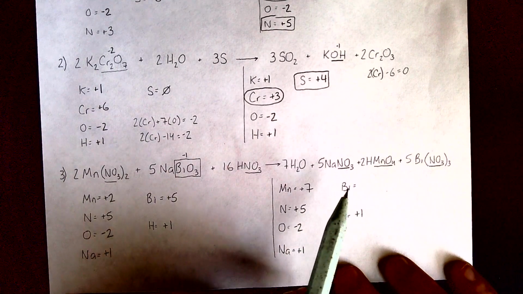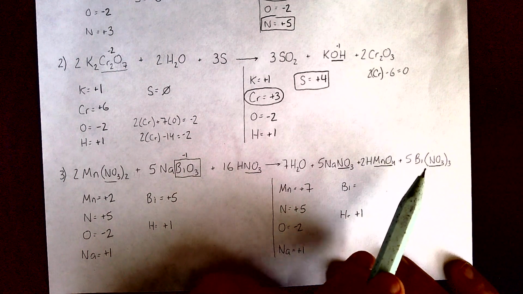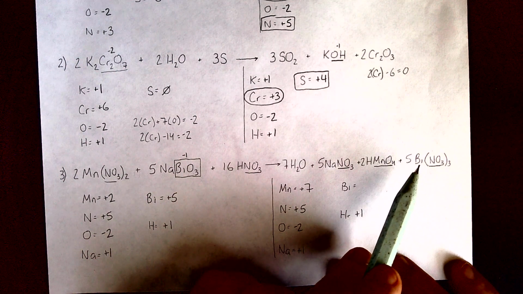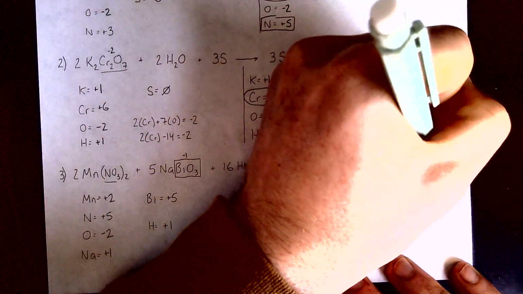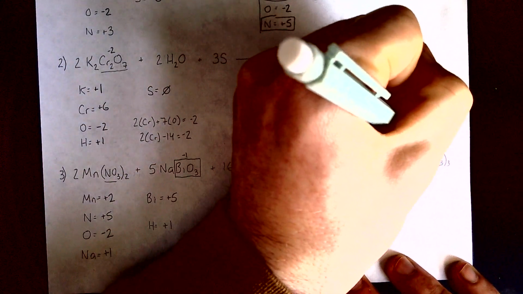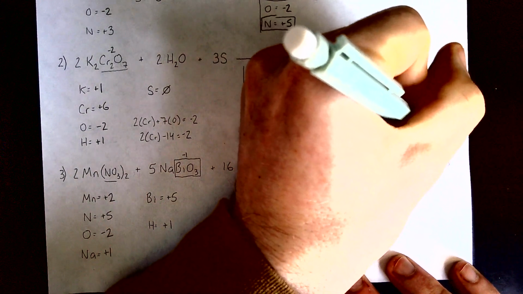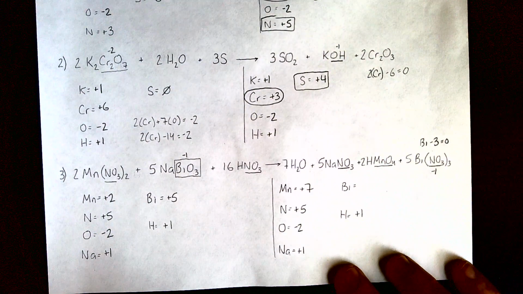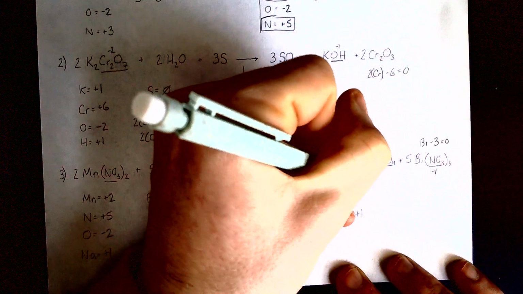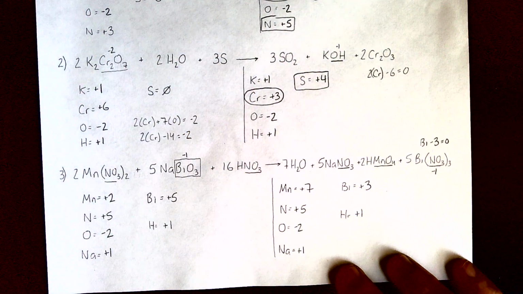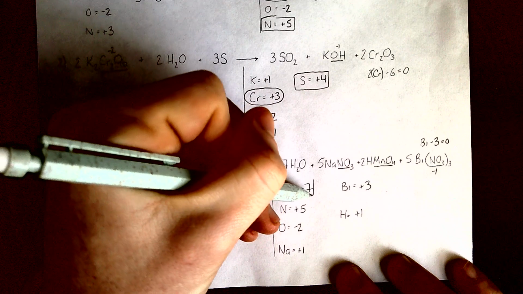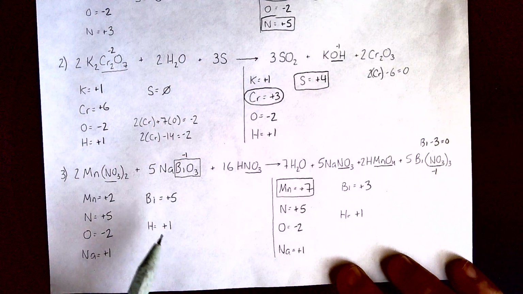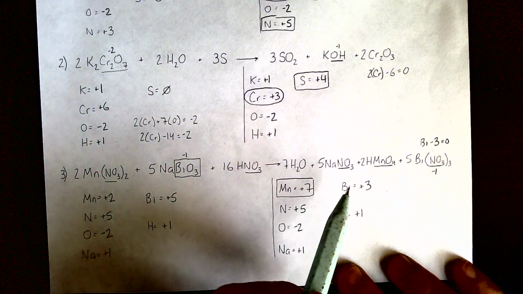On this side, though, bismuth is doing something different. It's acting on its own, and it's ionically bonding with nitrate. 3 of them. Each nitrate is -1. So bismuth -3 is 0, which means bismuth must be +3. Manganese went from 2 to +7. It was oxidized. Bismuth went down from 5 to 3.